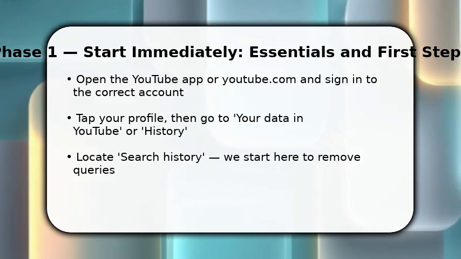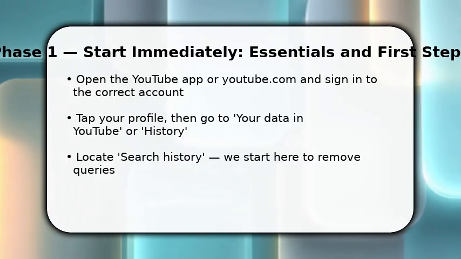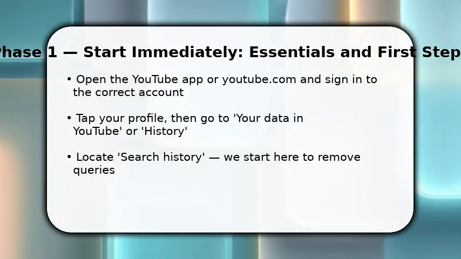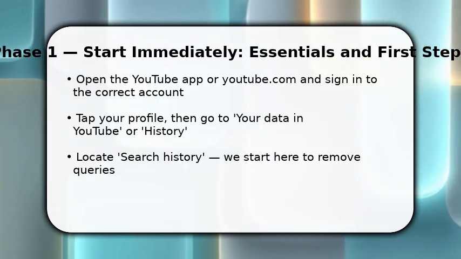Enjoy the video. You start by opening YouTube and making sure you are signed into the account that has the search entries you want removed. Once signed in, tap your profile icon, then choose your data in YouTube or directly open history.